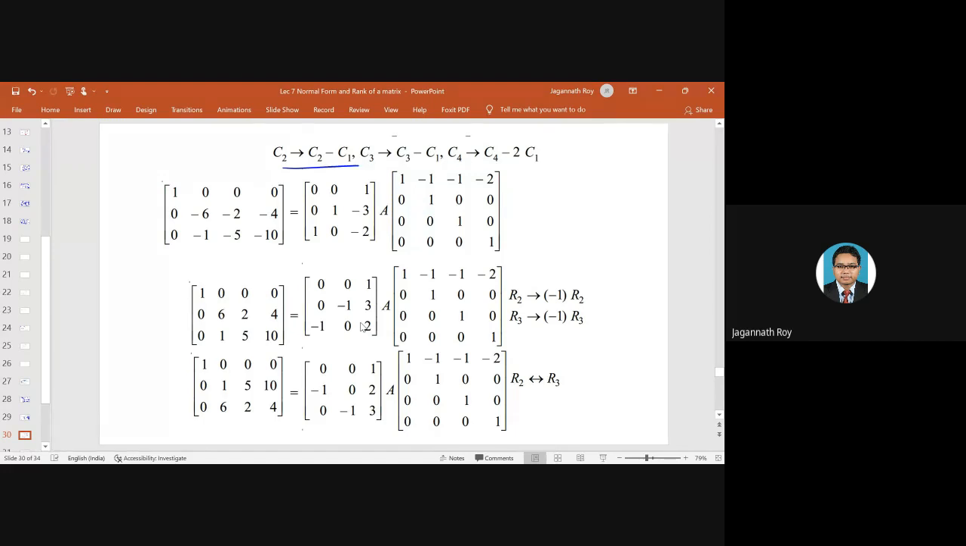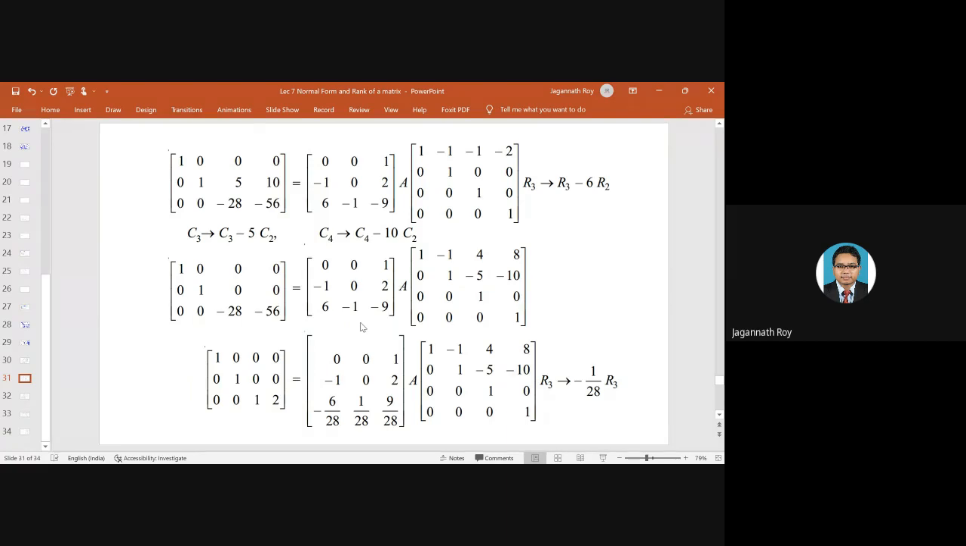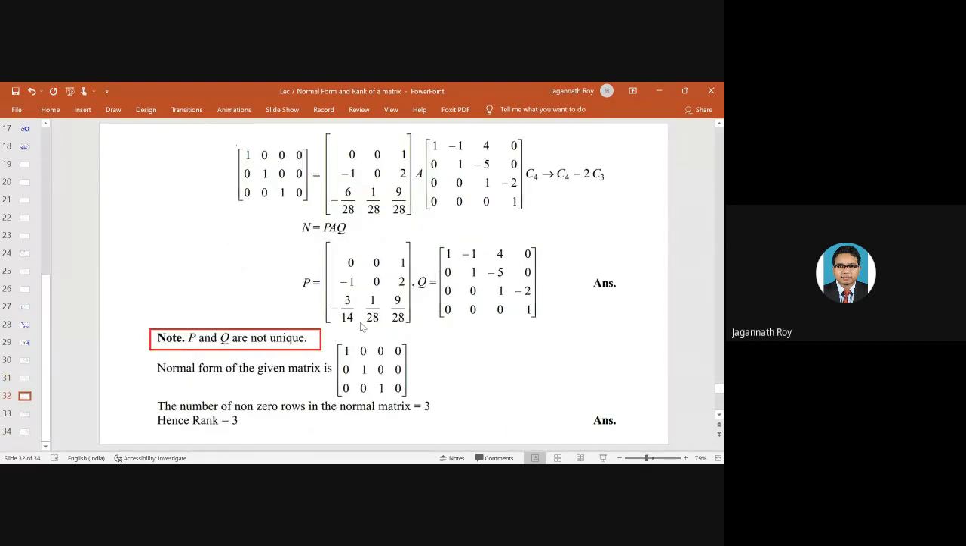And similarly, when you do row operations, this matrix will change. If you do column operations, this matrix will change. So if you repeat this process, finally you try to find the normal form here. So we started with I3. I3 has given us this matrix, and I4 has given us this Q matrix. Both these matrices are actually invertible matrices.